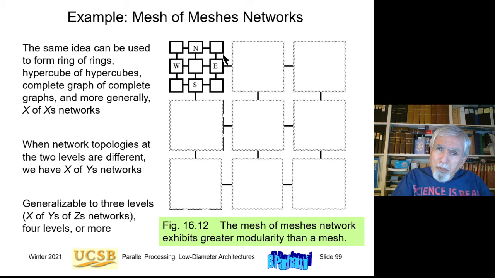In other words, if you put this on one chip, you put this on one chip and so on, so 9 chips, then those chips will have fewer connections between them than if this were a 9 by 9 mesh that was decomposed into 3 by 3 meshes. Then you would have these additional links too.